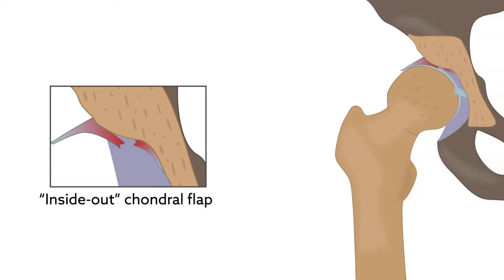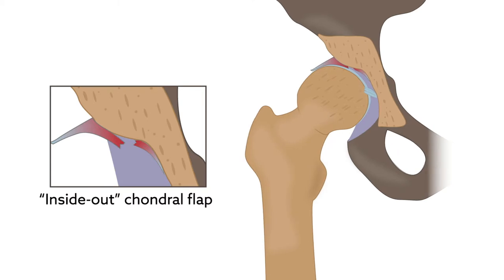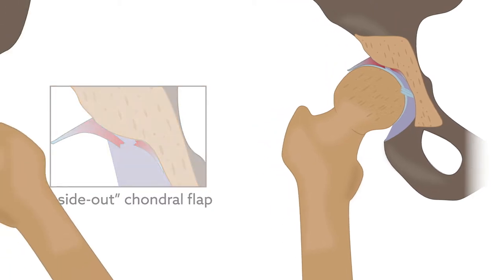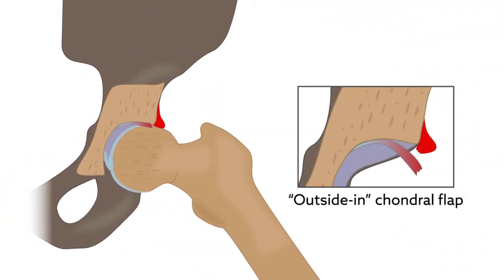Inside out flaps feature an intact chondrolabral junction with a detached sleeve of chondrolabral tissue from the central hip socket. This morphology tends to be most commonly associated with femoral dislocation and hip dysplasia. Outside in flaps, on the other hand, are centrally anchored and show a break in the chondrolabral junction. As such, they're typically linked to the bone overgrowth that defines impingement.